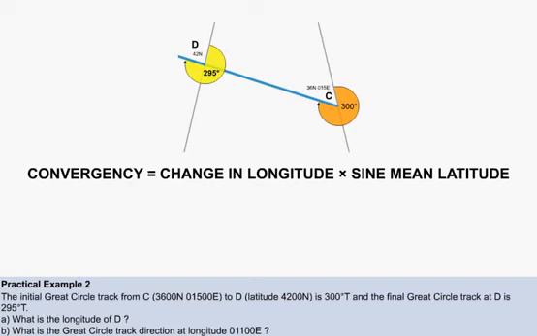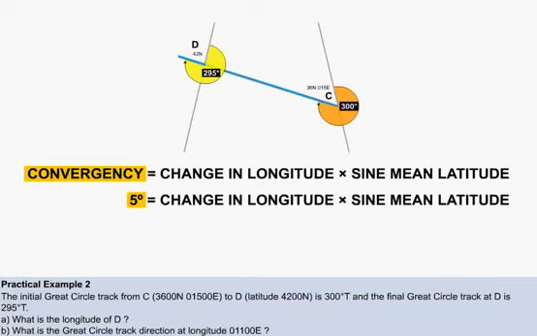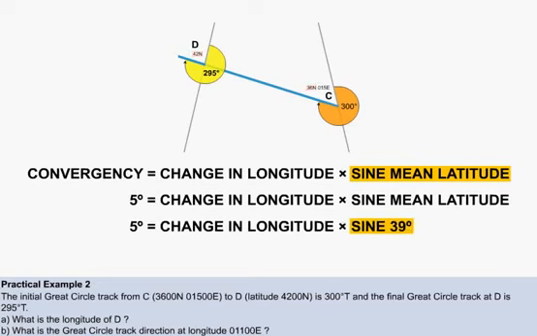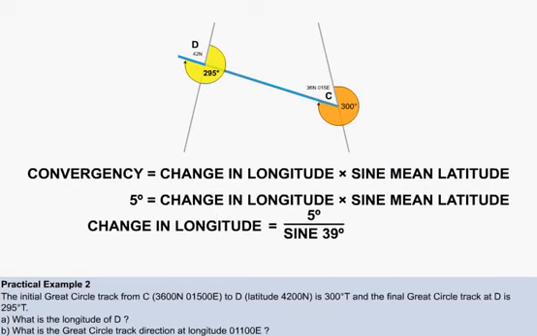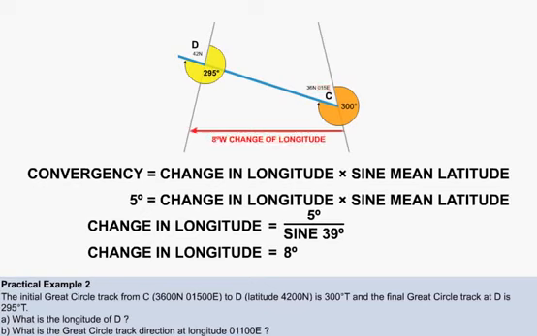Do we know the value of convergency? Yes, we do. The track angle has changed by 5 degrees. So we can write the convergency as 5 degrees. Do we know the change in longitude? No, that's what the question is asking. Do we know the mean latitude? Yes, we do, because they've given us the start and finish latitude. It's halfway between 36 and 42 north. It's 39 north. Rearrange the equation to make the change in longitude the subject, and you get the answer that the change in longitude is about 8 degrees. The question has told us that the longitude of C is 15 east and D is 8 degrees further west. So what is the longitude of D?